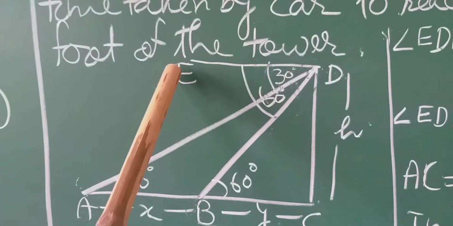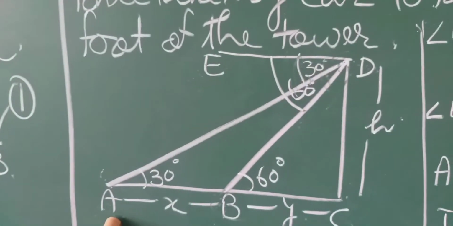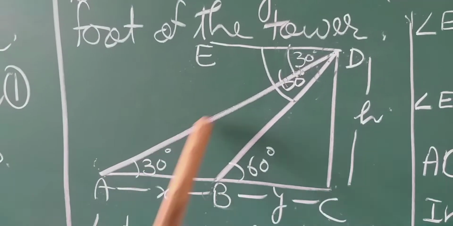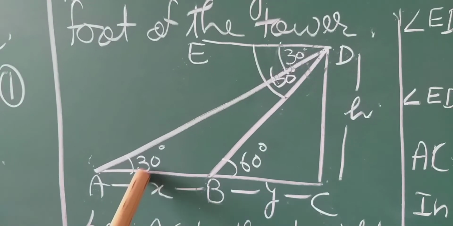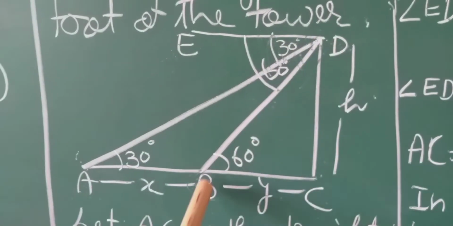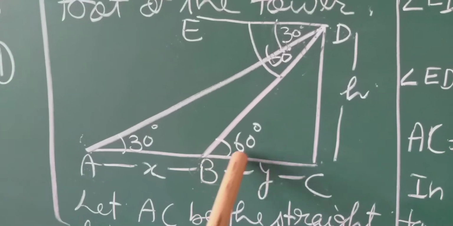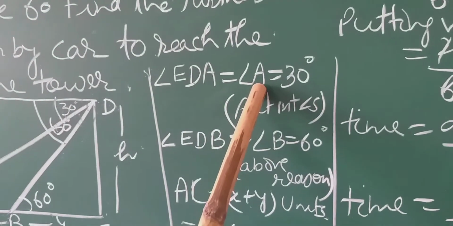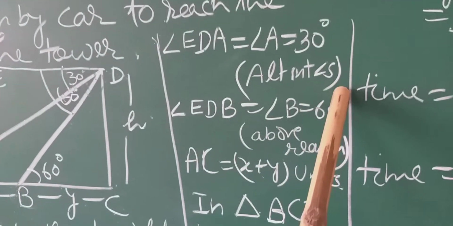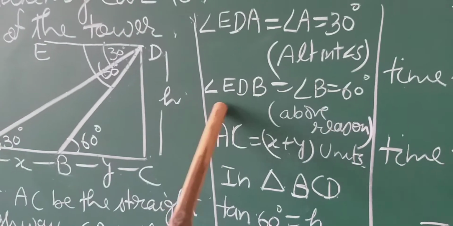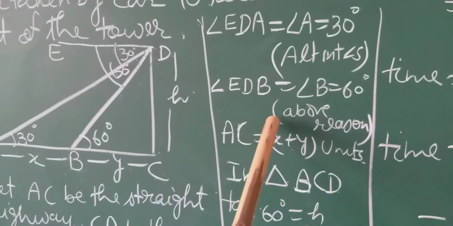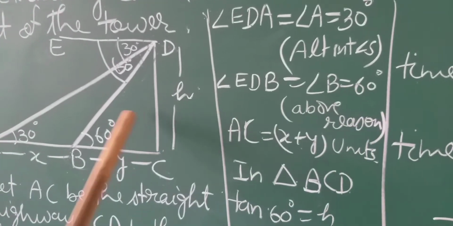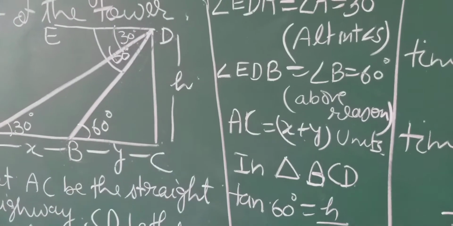Now students, we can write angle EDA equals angle A, alternate interior angles. Similarly, angle EDB equals angle B, 60 degrees. So angle EDA equals angle A, equal to 30 degrees, because alternate interior angles are equal, and angle EDB equals angle B, for the same reason it is also 60 degrees.